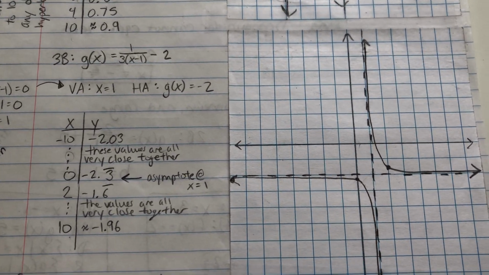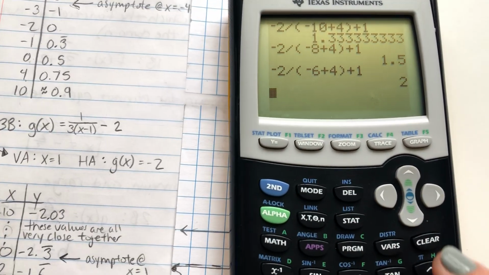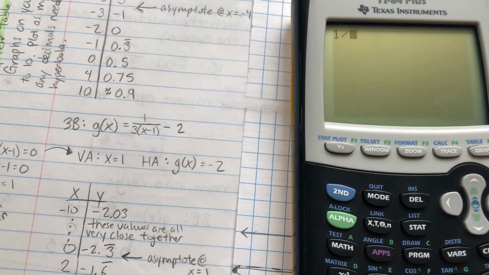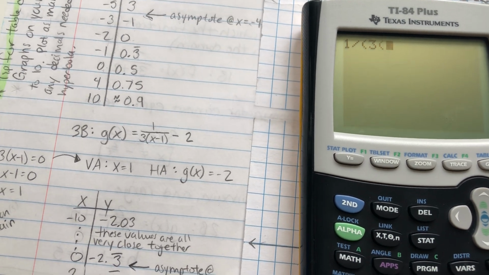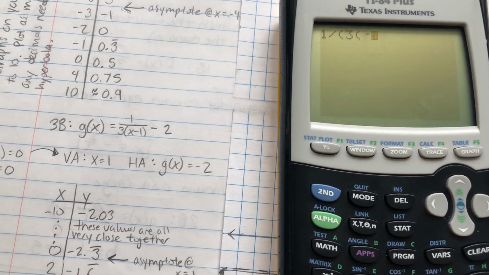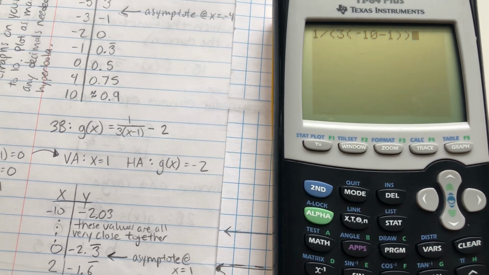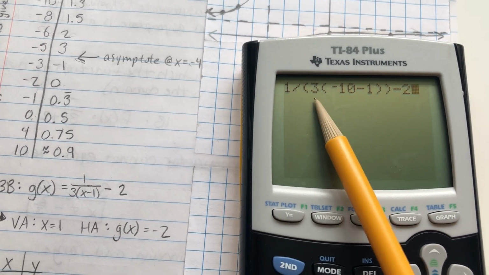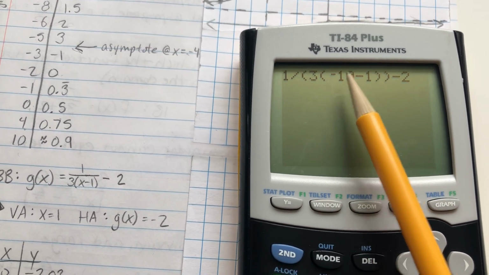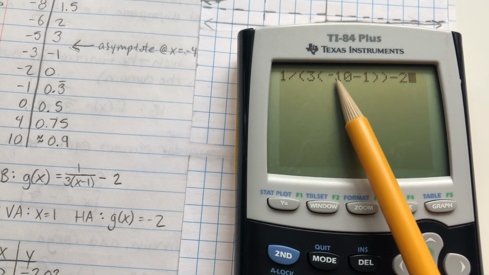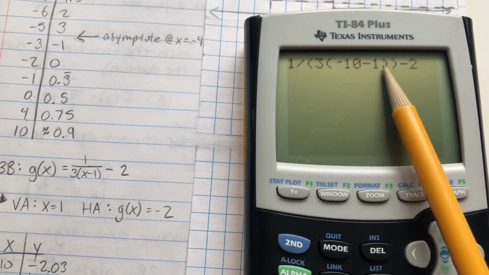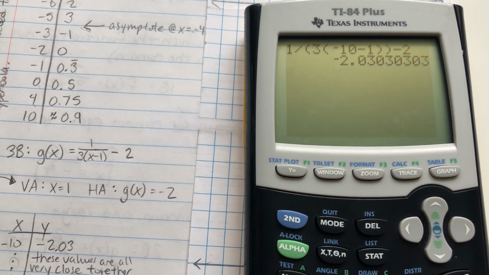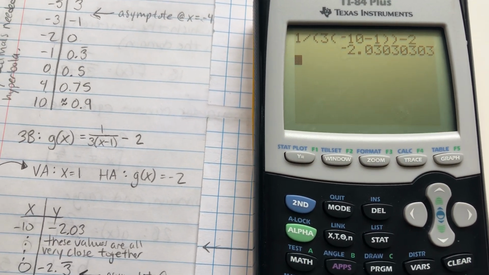Okay, and you want to be careful again with typing in your calculator. So for this one, we want to make sure we put the entire denominator in parentheses, which might cause an extra set of parentheses for you. And let's see, get it all typed and then we'll look at it. So here we have 1 divided by, and then here's my denominator, 3 times x minus 1. And instead of x, I put negative 10. Closed my entire denominator in parentheses, minus 2. And there's my value.